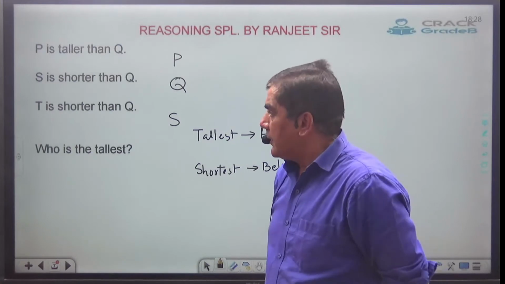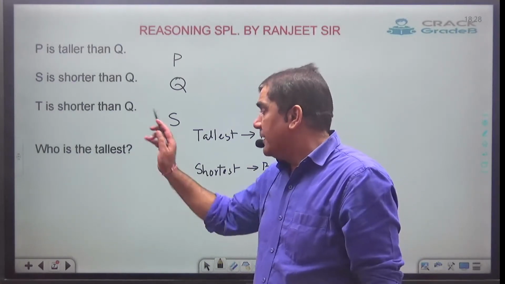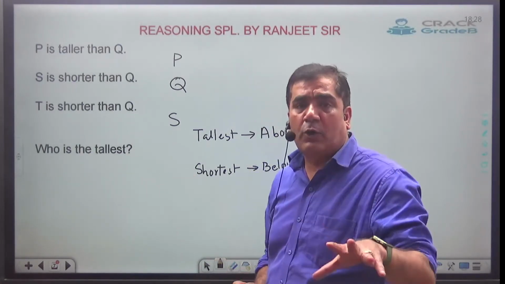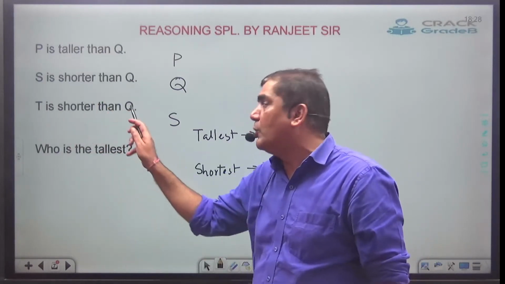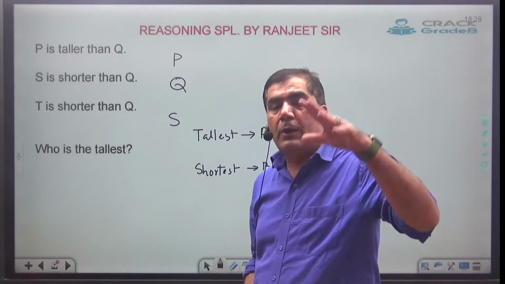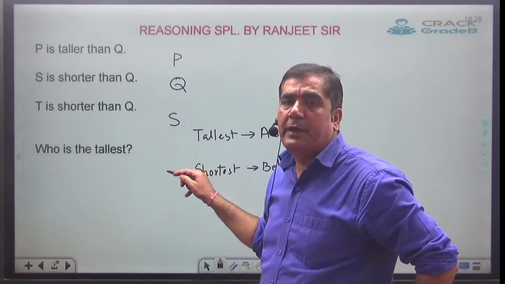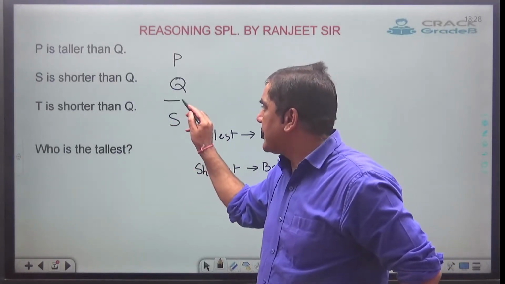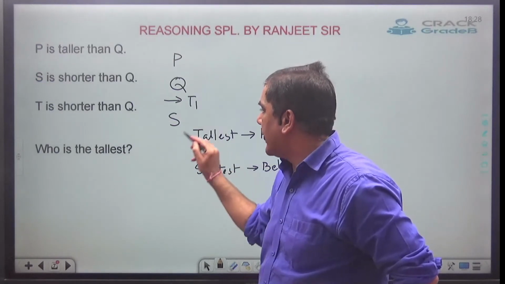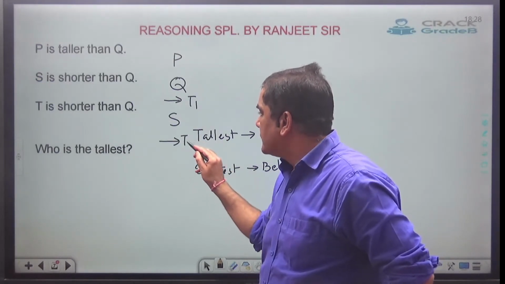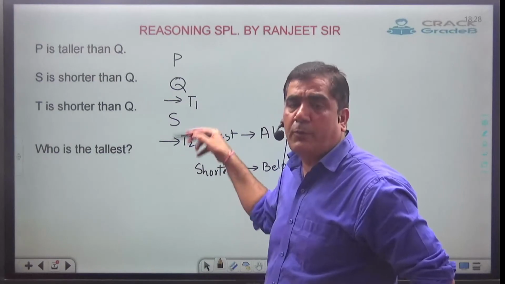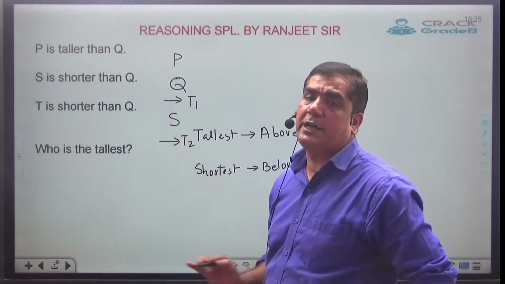Clear? Now let's see the beauty of this method. Next one. T is shorter than Q. Shorter means below. Who is going to be below? T. Below whom? Q. So T is going to be below Q, means below Q there must be T. Now just see. The possibilities can be T will be over here or T can be over here. So now we have got two possible places for T.